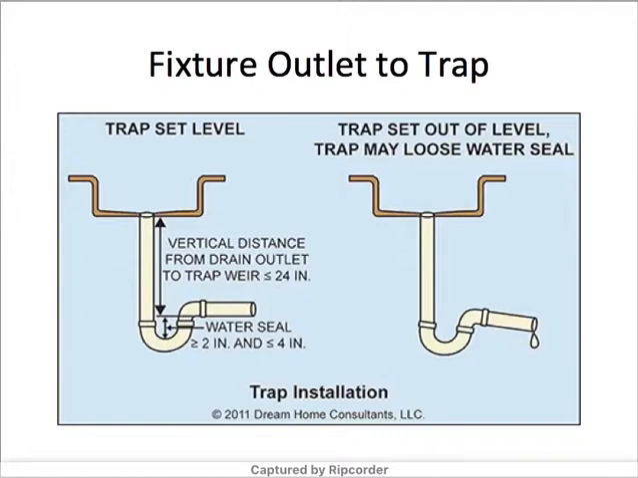Fixture outlet to trap, and this is where the pitch comes in that we were just talking about. You can't have too much of a pitch. People are always worried about having pitch. Oftentimes you see pipes that are over pitched, and that's a big problem also. Here you go, trap set level. Here's your vertical distance from drain outlet to trap weir, 2 feet, 24 inches. You have too much momentum otherwise, you'll push that seal, you blow that seal right out of that trap. And again, 2 to 4 inches on the trap seal.